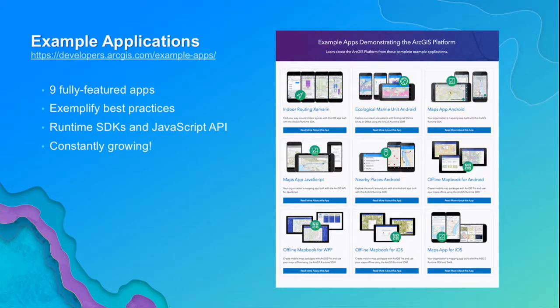And then just below that, there's a section about example apps. The home screen currently looks like this. We've got 9 of these applications built out across Android, iOS, and also using our .NET and JavaScript APIs. And this is something that we're constantly working on. There's a Qt example app in the works, and we're also looking at taking some of the existing example applications and making them available on other platforms as well.